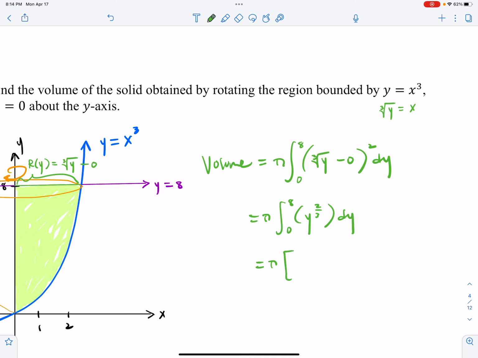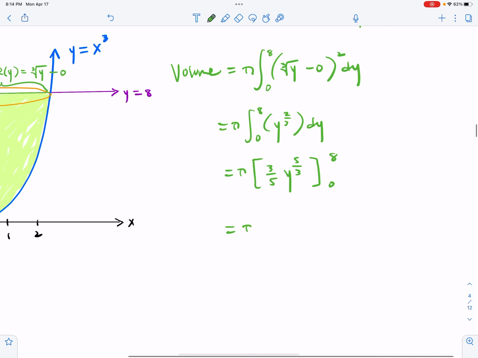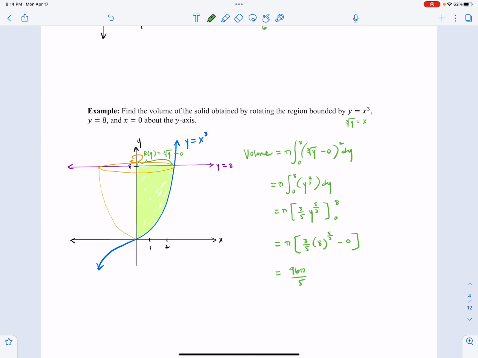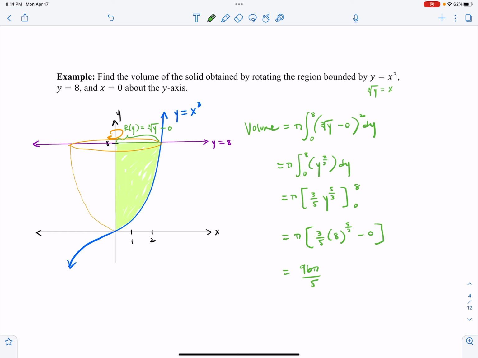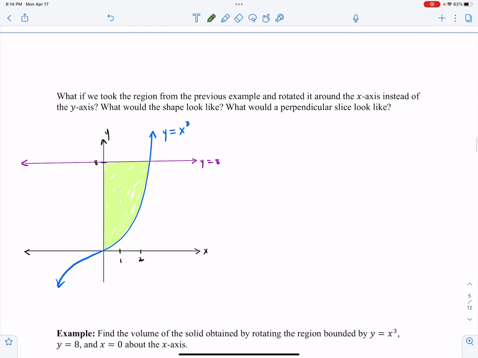So then when we integrate, that'll be 3/5 y to the 5/3. And then when we apply the first fundamental theorem of calculus, that ends up being 96 pi over 5. Okay, and then the next video will pick up here for washer method.